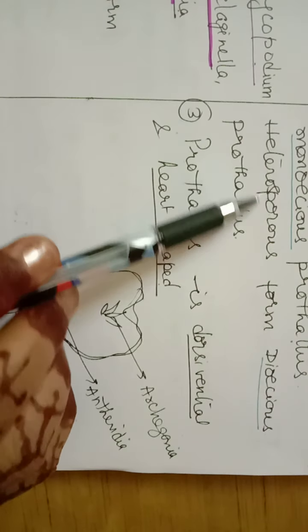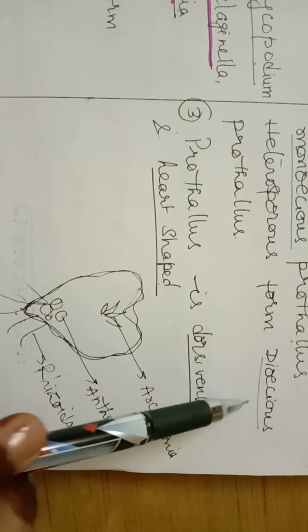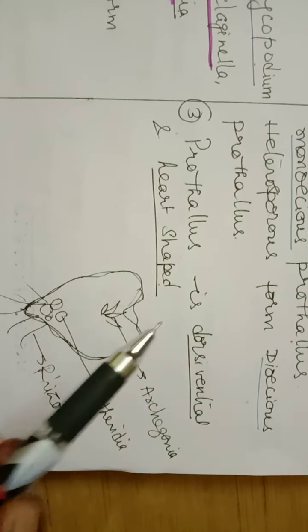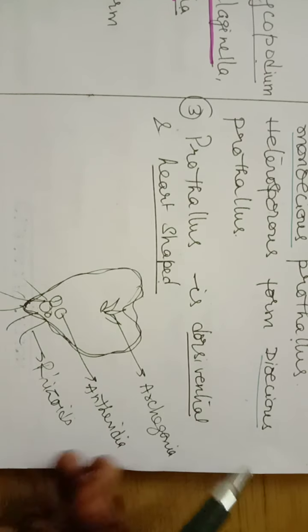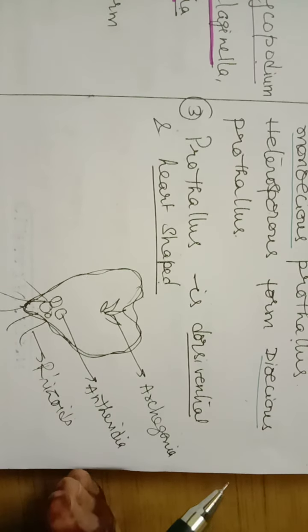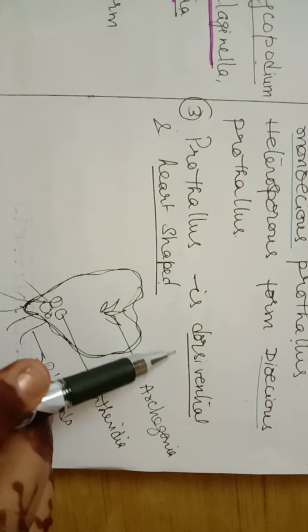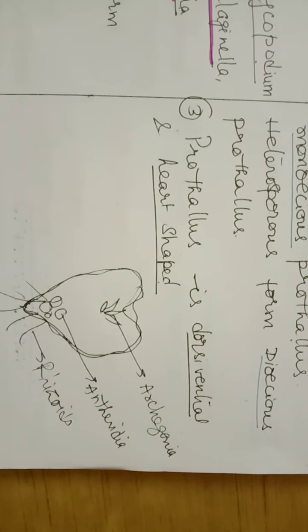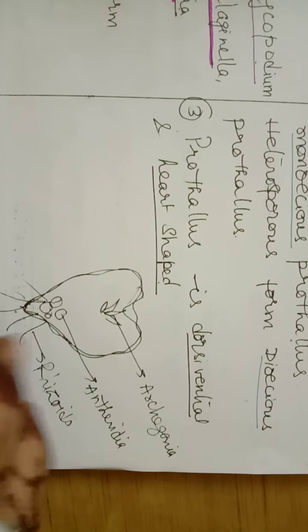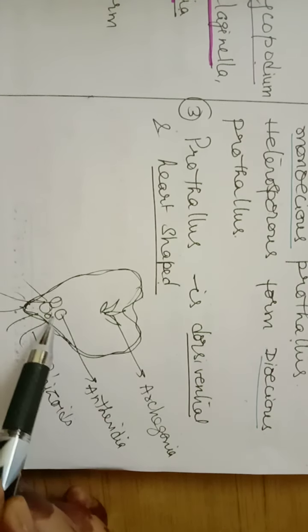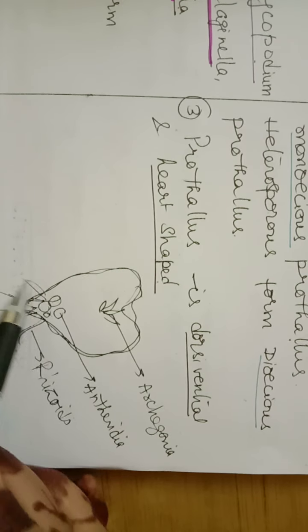If it is heterosporous, they give rise to a dioecious prothallus. Dioecious means antheridia and archegonia are distributed on two different prothalli, two different gametophytes. The prothallus is dorsiventral and heart-shaped. Dorsiventral means it is a very flat structure. It has dorsal and ventral surfaces. So all these structures like rhizoids are present.